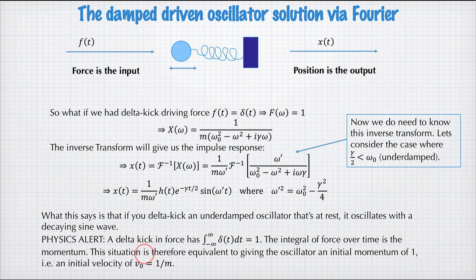We're saying that at time equal to 0, we're going to just give it m times v equal to 1. That's equivalent to giving it an initial velocity of 1 over m. And so that's what this solution here is. If you delta kick your oscillator, you're giving it an initial unit of momentum and then watching its response.